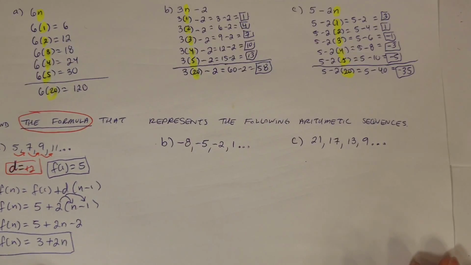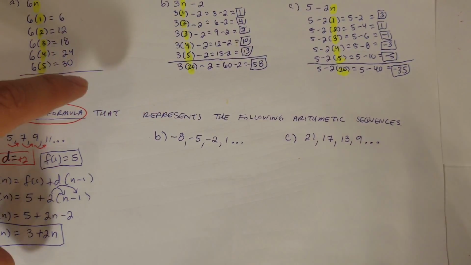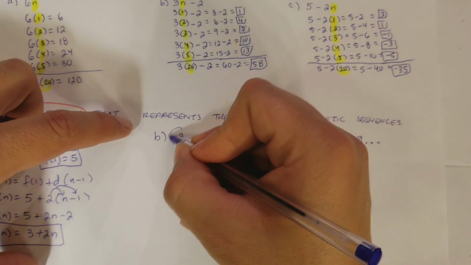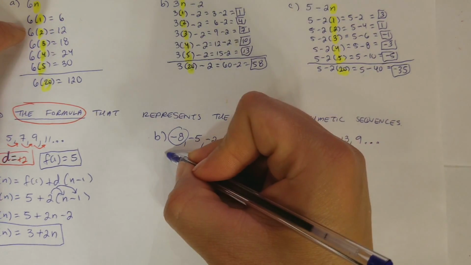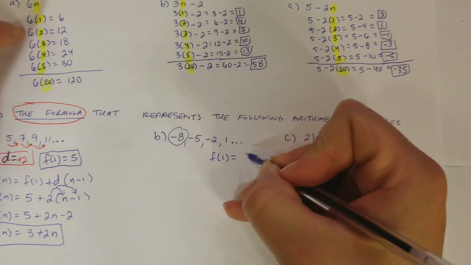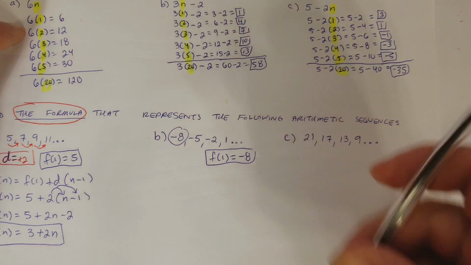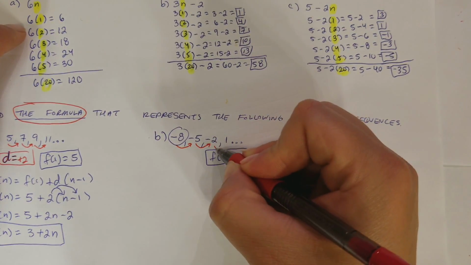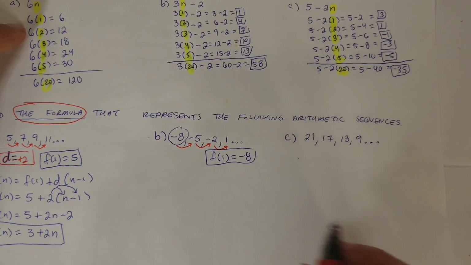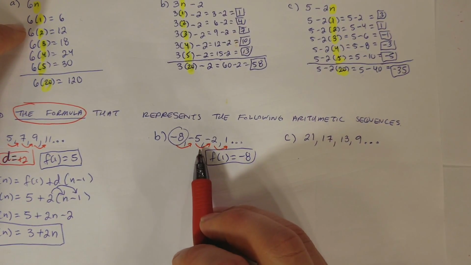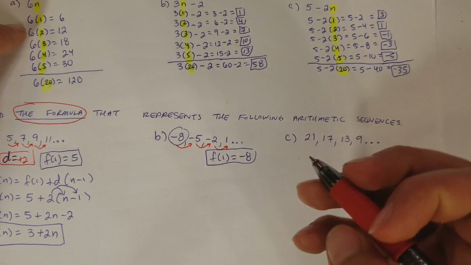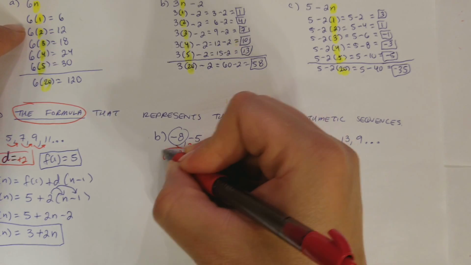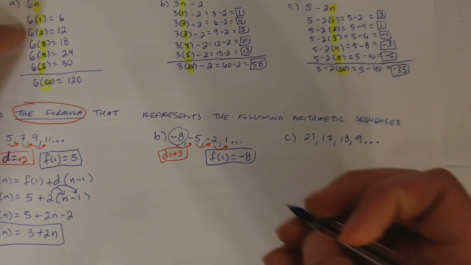Okay, let's do it again for letter B. Same idea here. So we have to figure out a couple of things. We got to figure out what is the first number. Well, we got it, right? First number, f of 1 is equal to -8. What are we adding or subtracting? If we look at this from left to right, it looks like we are adding, because we're getting less negative, right? So be careful with that. We're adding 3, so this is going to be +3. So d equals +3.